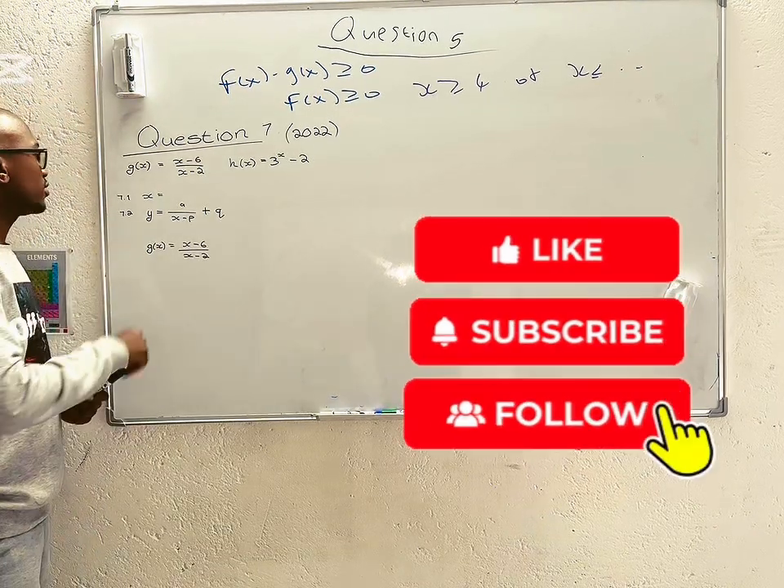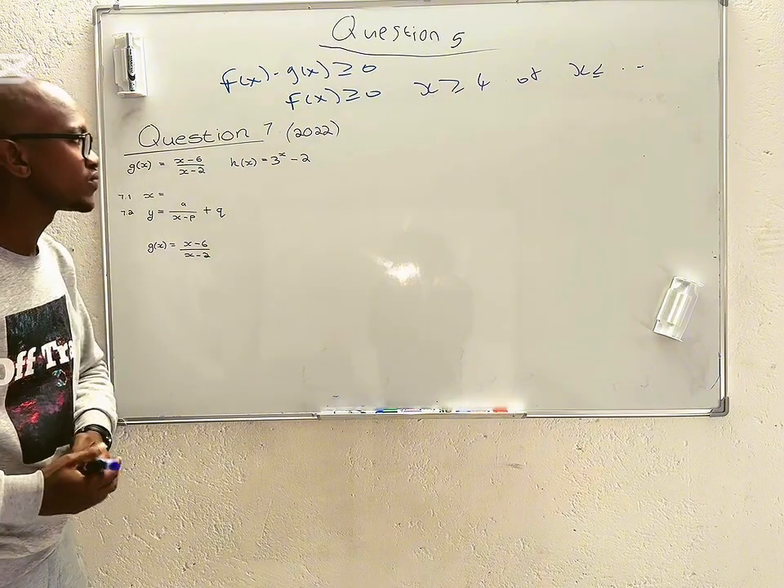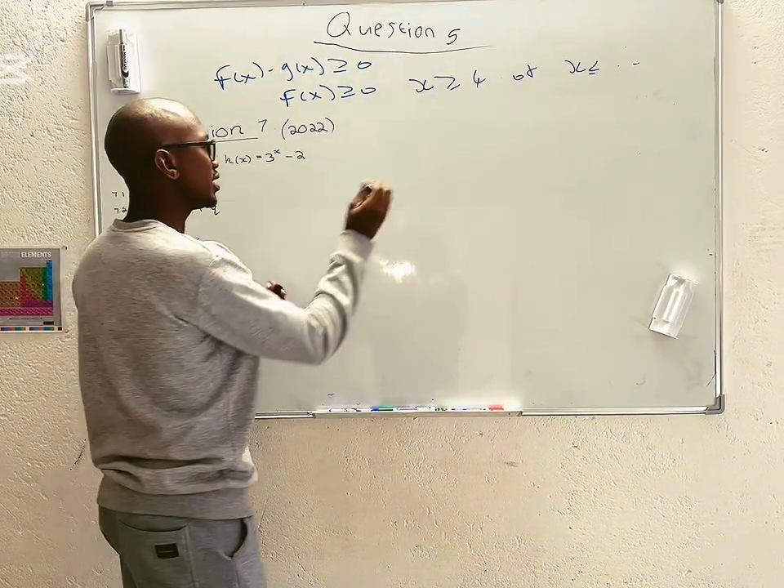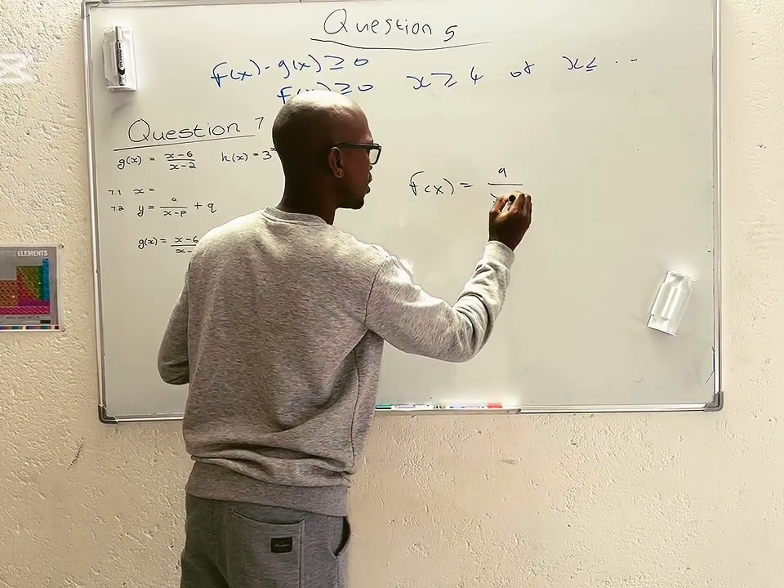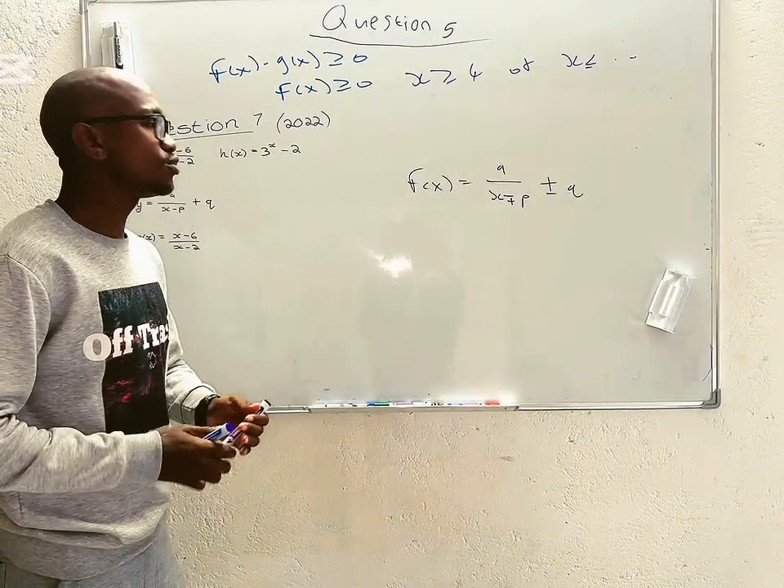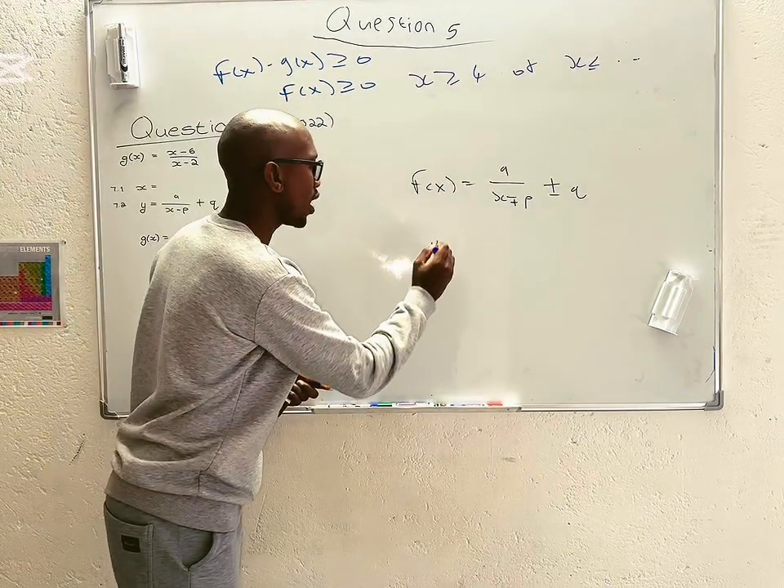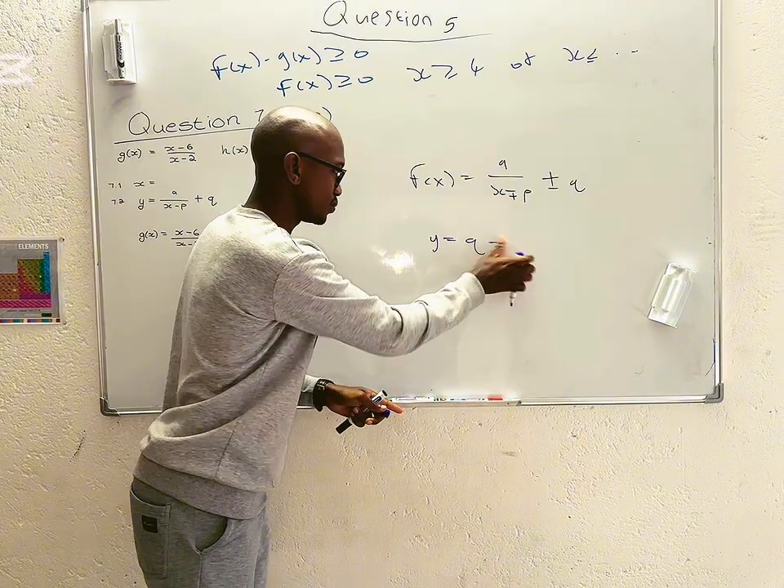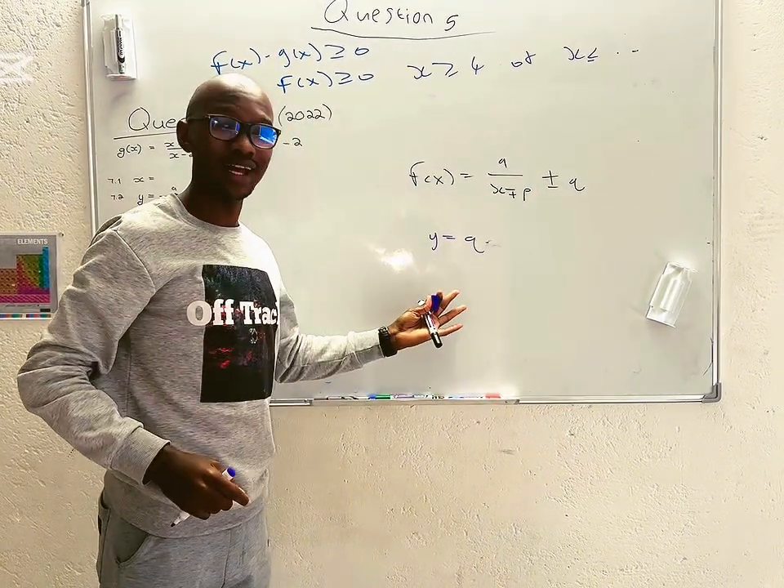So the first question, 7.1, says that we need to determine the vertical asymptote of g of x. So you must remember that we have f of x equals a over x minus or plus p, plus or minus q. They're going to ask you to determine what we call the asymptotes. We have a horizontal asymptote, which is y equals q. If the q is positive, you'll write positive. If it is minus, you'll write minus. This is what we call the horizontal asymptote.